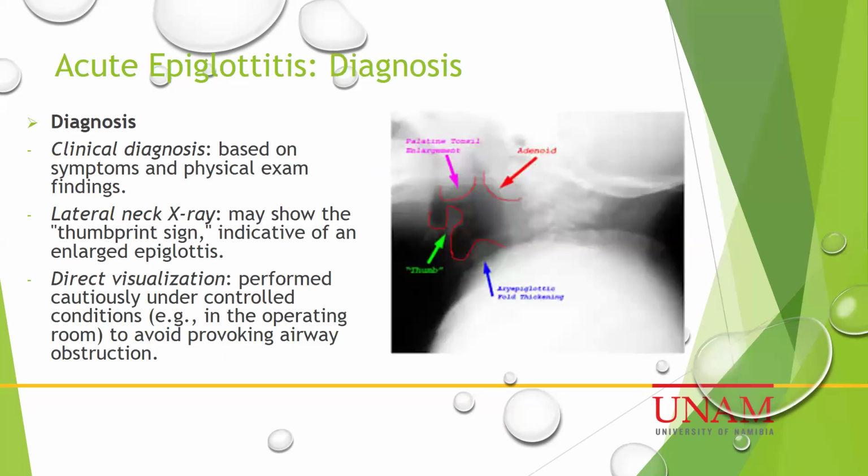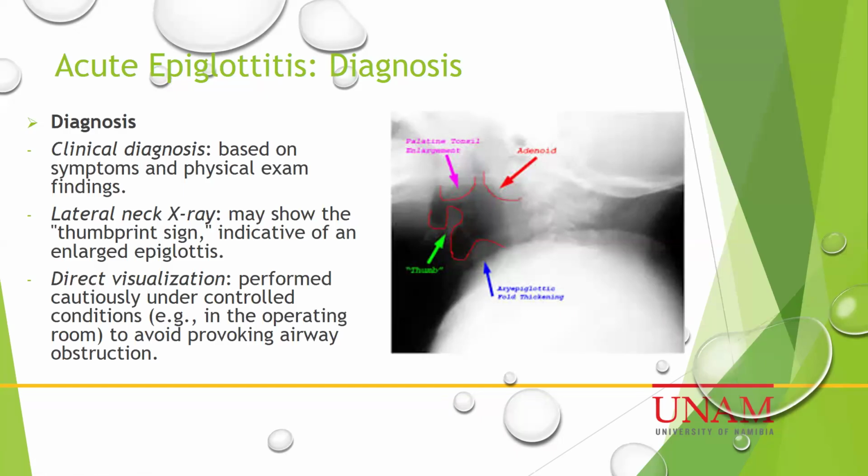All right, so the diagnosis is based on 3 different methods. Clinical diagnosis, this is based on symptoms and physical findings. All right, then you have your lateral neck x-ray, which may show a thumbprint sign, which is indicative, all right, of, look at it, this is like your thumb. You can see, try to stick out your thumb, all right, this shows an inflamed epiglottis, it's known as the thumbprint sign.